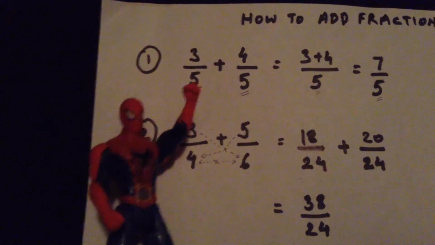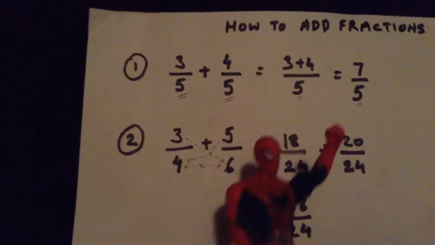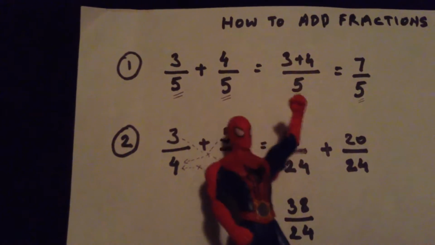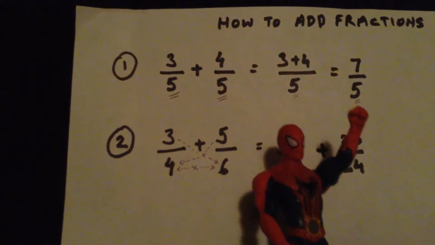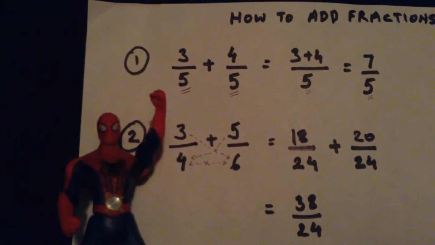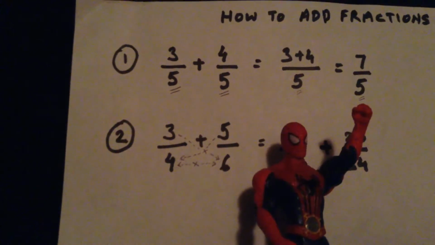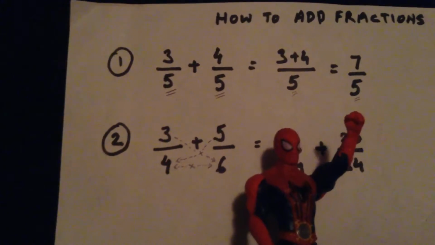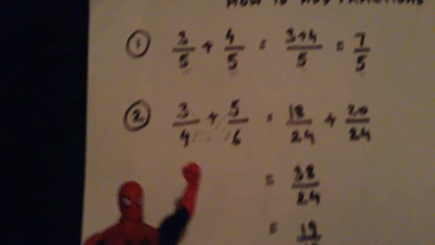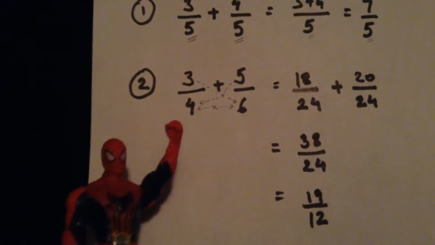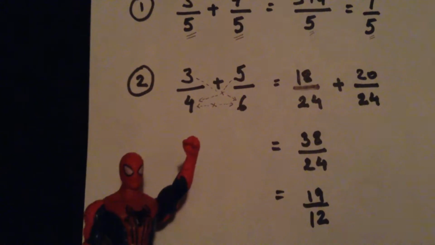In this case, 3 over 5 plus 4 over 5 simply becomes 3 plus 4 over 5, which is 7 over 5. So if the denominators are same, you just add the numerators and there is your answer, 7 over 5. But in case the denominators are not the same, here is how we go about it.